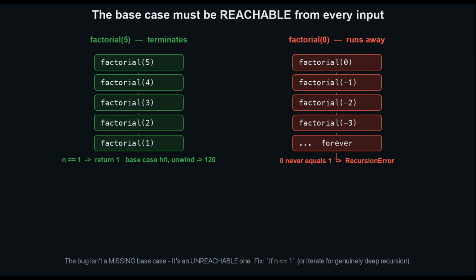Look at our factorial. Its base case: if n equals 1, return 1. Call factorial of 5, and it steps down 5, 4, 3, 2, 1, hits the base case and unwinds. Perfect. But call factorial of 0. 0 isn't 1, so it recurses on -1. -1 isn't 1 either, so -2, -3, and it's walking away from 1 forever. The base case exists, but 0 can never reach it going downward. That's the trap. Not a missing base case, an unreachable one.